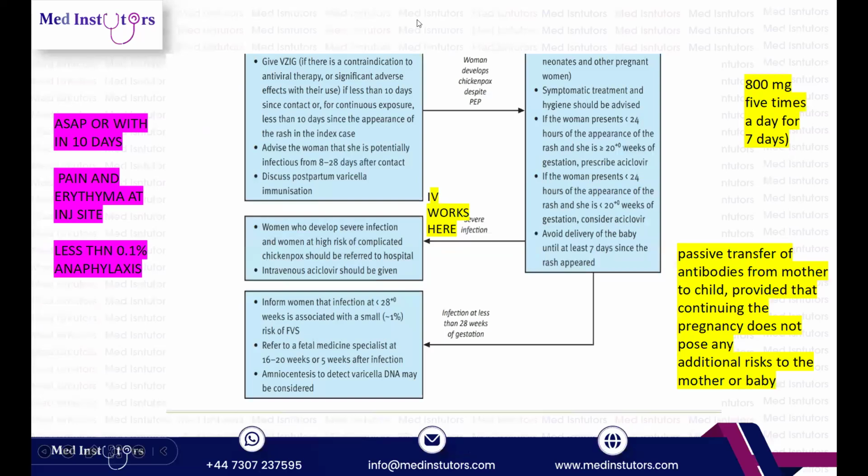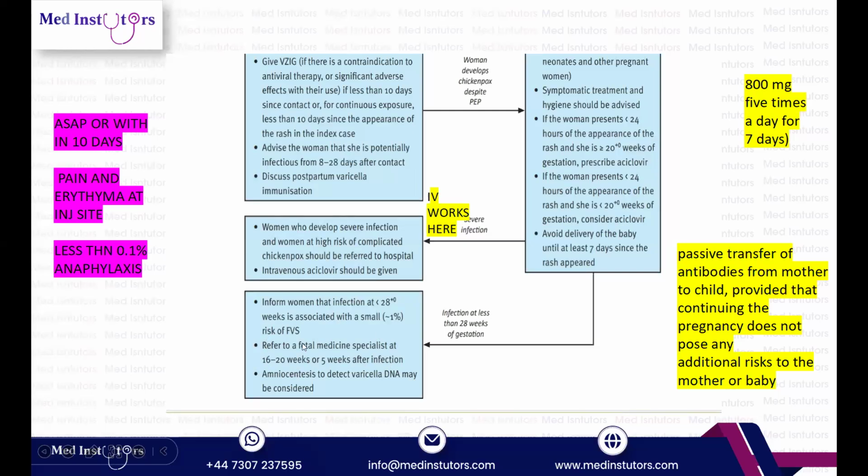So if the infection occurs at a gestational age less than 28 weeks, what is important here? What should we do? First, we have to tell her about the risk of fetal varicella syndrome, which is quite small, less than 1%, or at least around 1%. And in order to detect that, we have to refer her to the fetal medicine specialist. That could be at least 16 to 20 weeks, or 5 weeks after infection.